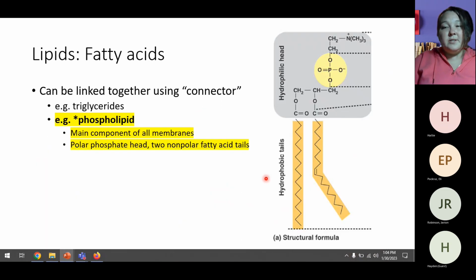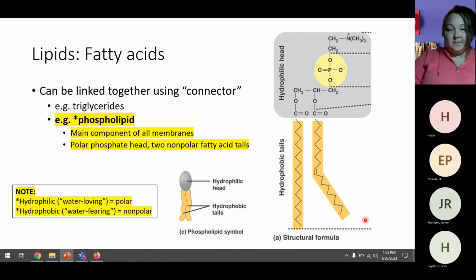The most important fatty acid that we're going to talk about is a phospholipid. This is the main component of all membranes, and that is why it is so important, because it is the main component of all biological membranes. This is a phospholipid. We have a polar phosphate hydrophilic head and two nonpolar fatty acid hydrophobic tails. This is a shorthand. You just draw a little circle and then two tails.